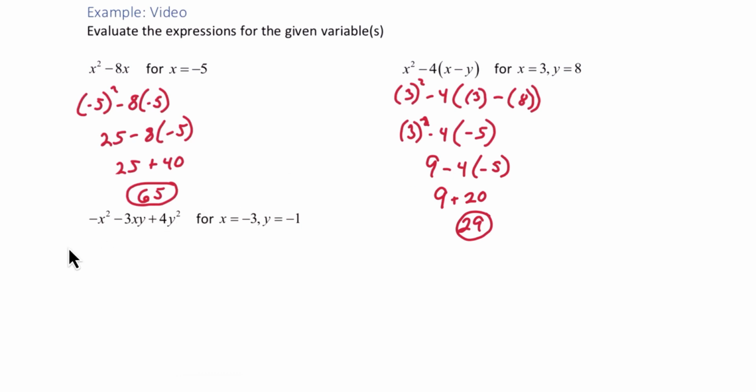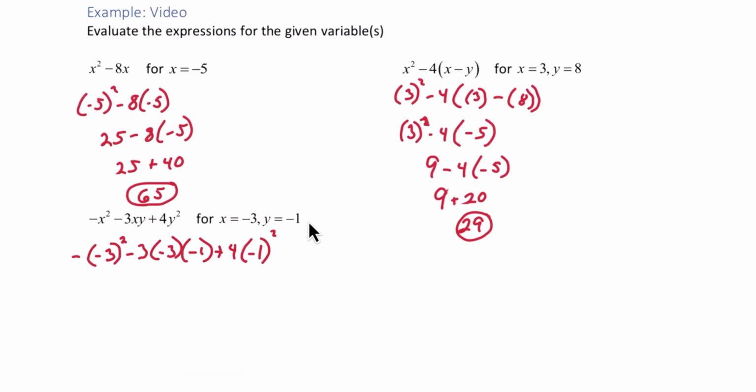And finally, in our last example, again, we have x's and y's. We'll replace all of the x's with negative 3, all of the y's with negative 1. Replace x with negative 3. Again, replace x with negative 3, replace y with negative 1, plus 4 times negative 1 squared.